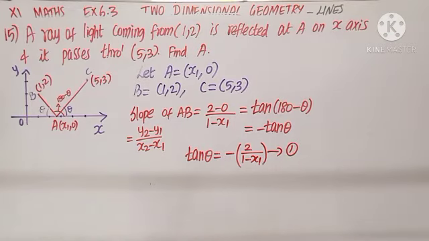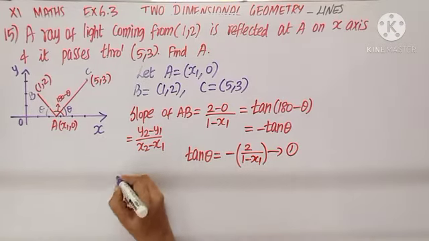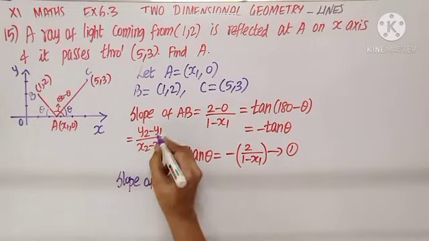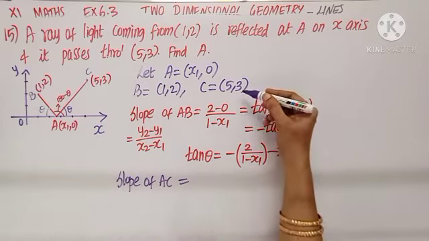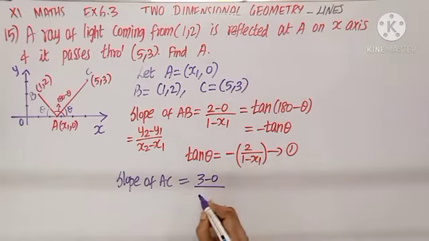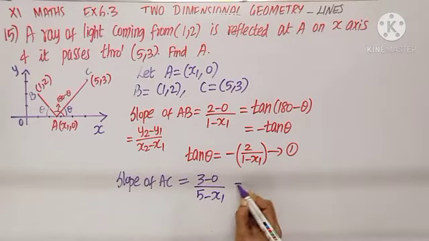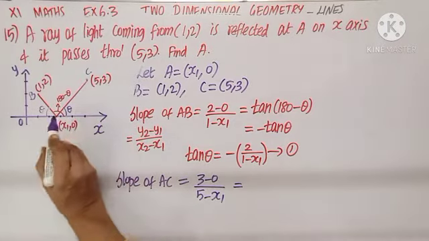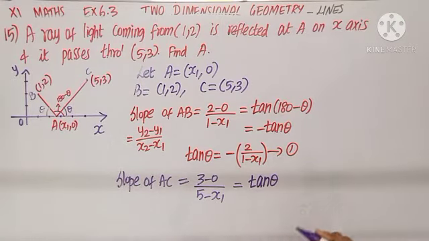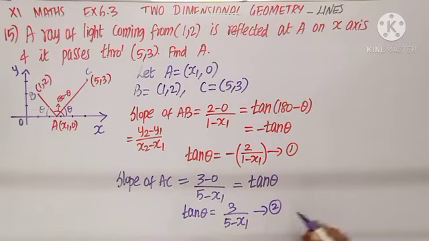Let us proceed on to the slope of AC. What is the slope of AC? Again using the formula y2 minus y1, 3 minus 0 by x2 minus x1, 5 minus x1. AC is making an angle theta, I will simply call it tan theta. So what do I get? Tan theta equals 3 by 5 minus x1. Call it number 2.